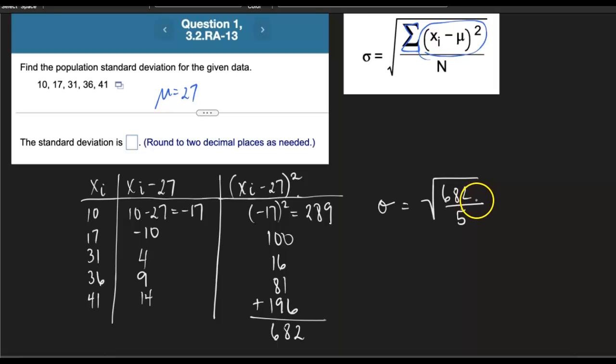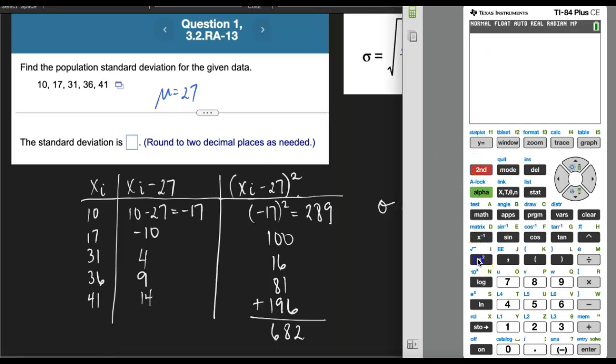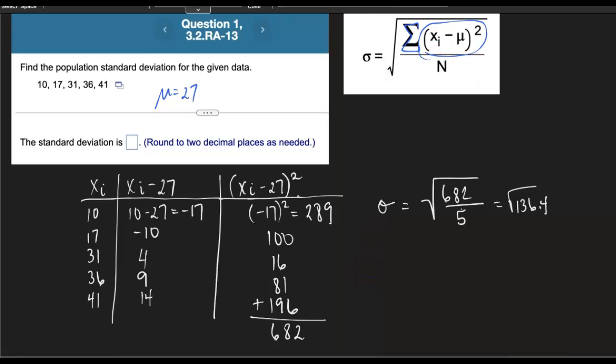So that would be the same thing as the square root of 136.4. And let me turn to my calculator. And that's where I get this population standard deviation of 11.68 when I round to 2 decimal places, as indicated here in the instructions.